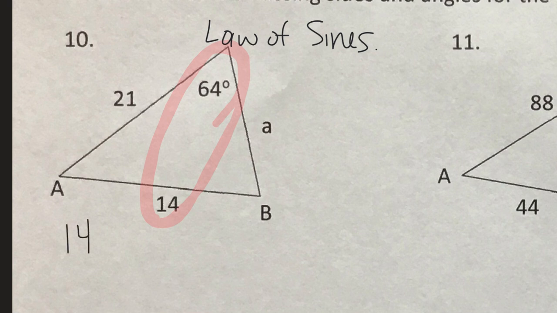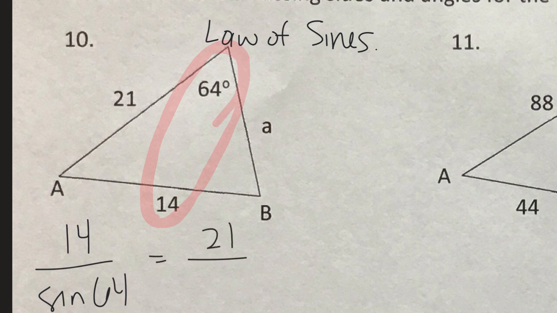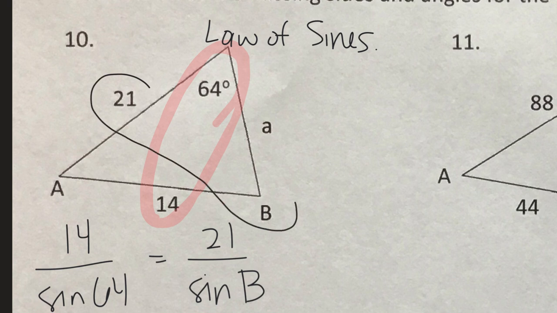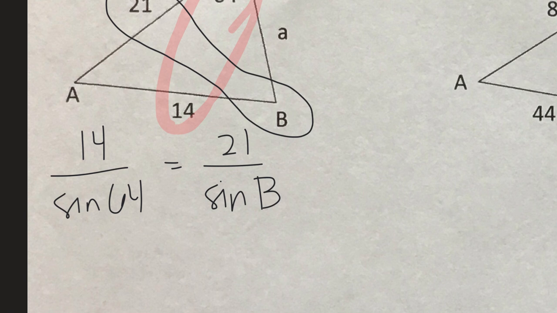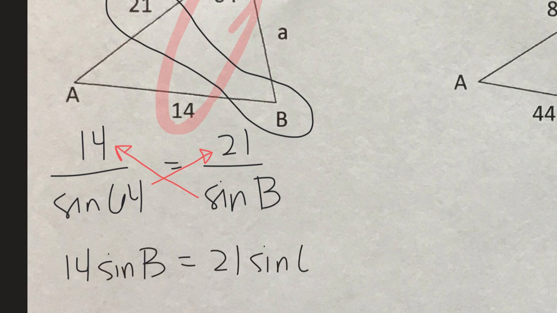So we're going to start with the proportion. 14 over the sine of 64 equals 21 over the sine of B. Right? 21 is across from B. So we can figure out what angle B is going to be. We always solve these by cross multiplying. 21 times the sine of 64 and 14 times the sine of B equals 21 times the sine of 64.